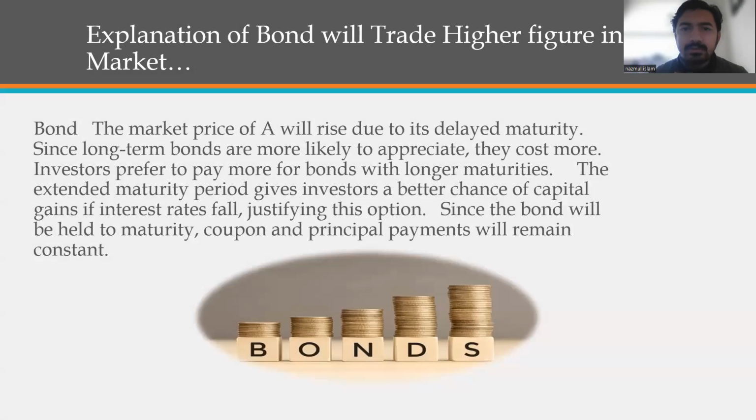Explanation of why a bond will trade higher. The market price of a bond will rise due to its delayed maturity. Since long-term bonds are more likely to appreciate, they cost more. Investors prefer to pay more for bonds with longer maturities. The extended maturity period gives investors a better chance of capital gains if interest rates fall, justifying this option. Since the bond will be held to maturity, coupon and principal payments will remain constant.